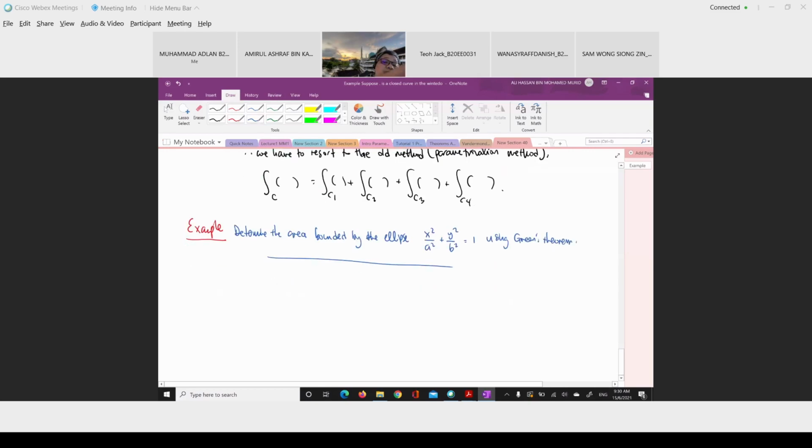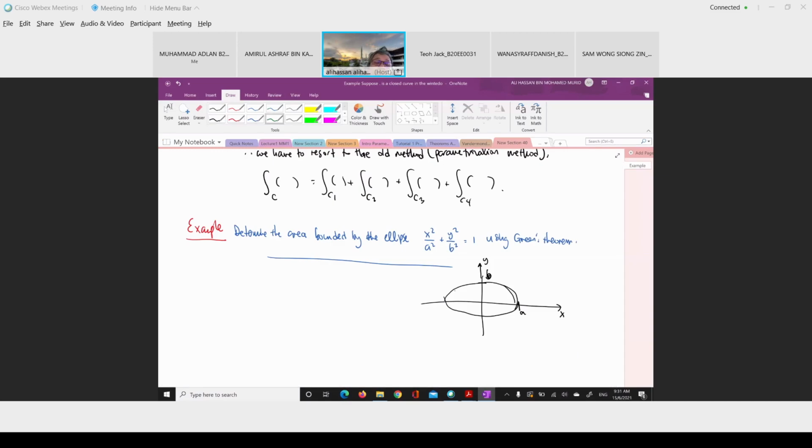Okay, using Green's theorem. So we have an ellipse here. Suppose this is just a sketch, it doesn't have to be accurate. It's a, b, and then here is y, x, right?